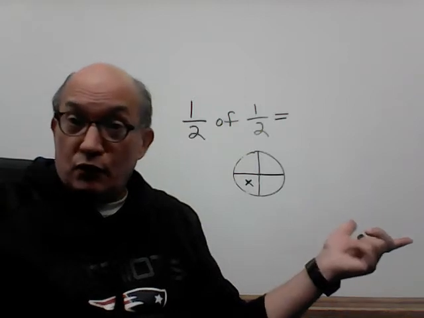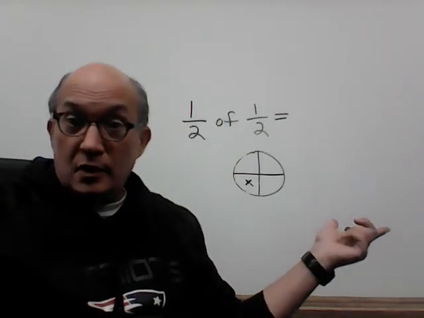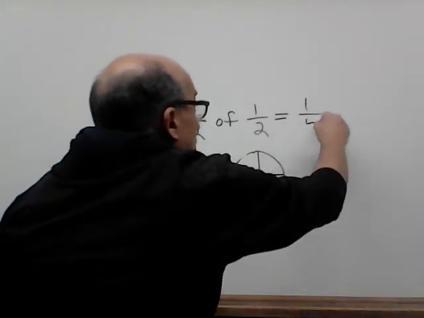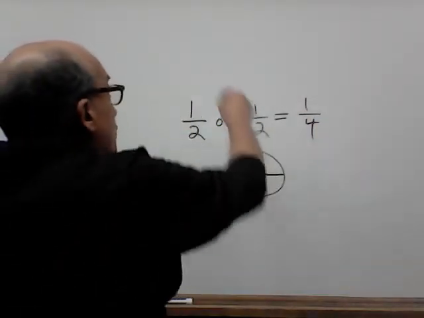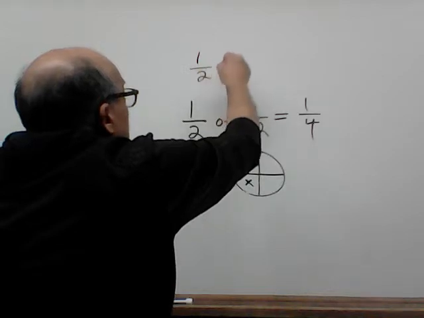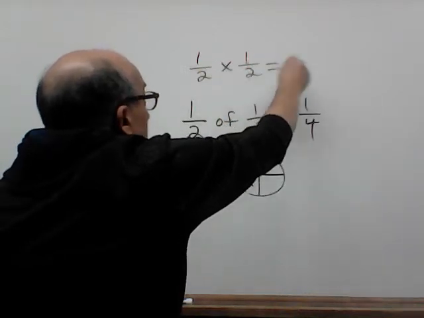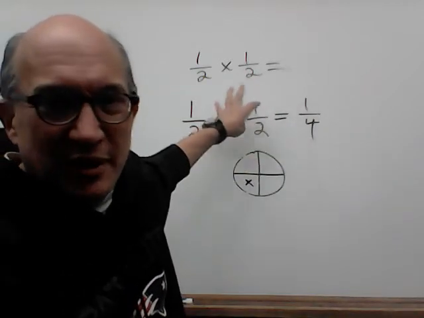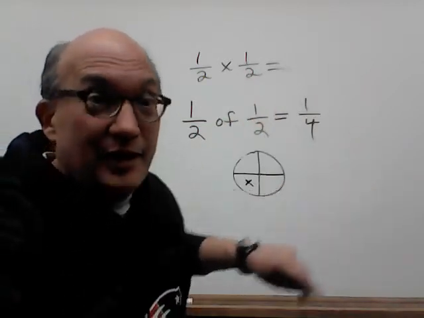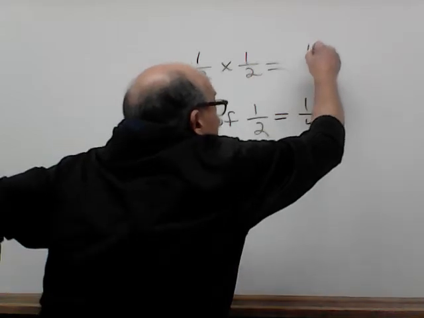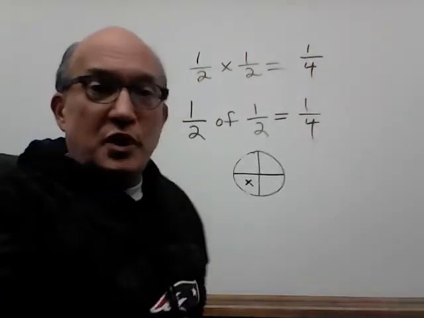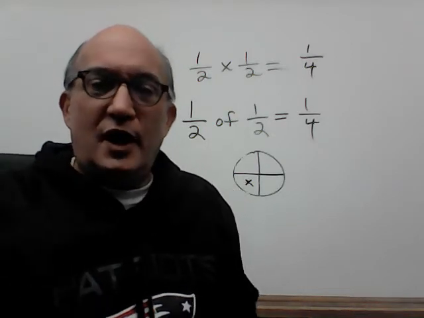Let's replace the word of with the times sign, as we can always do. Half of a half is a fourth, but if we write it like this, and we multiply across the top and bottom. Now, there happens to be a common denominator here, but you don't need that. A half times a half is 1 times 1 is 1, and 2 times 2 is 4. So there it is again.